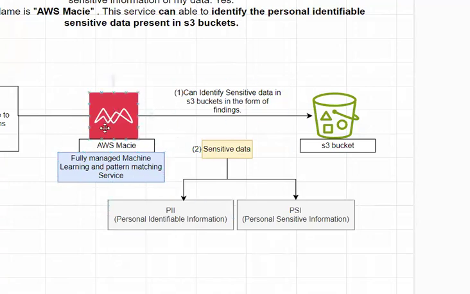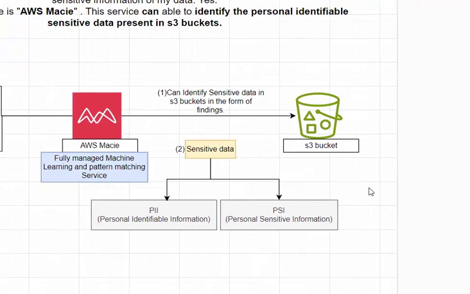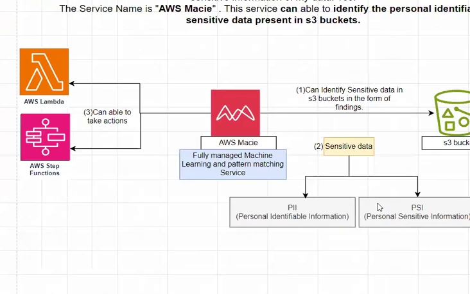Let's say Macie identified some threats in the sensitive data. So now let's have a question. If I identified threats, then what do I do? I obviously perform some actions. Now the question is, can Macie perform actions on my behalf? Yes. Macie can even perform actions by using some services like Lambda or Step Functions.